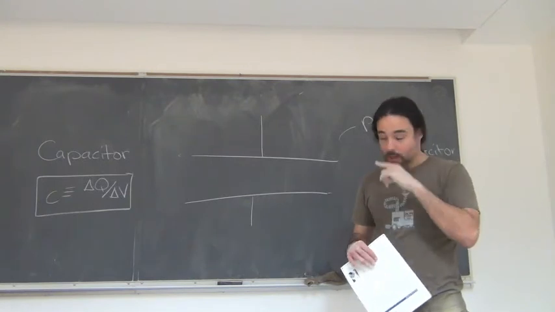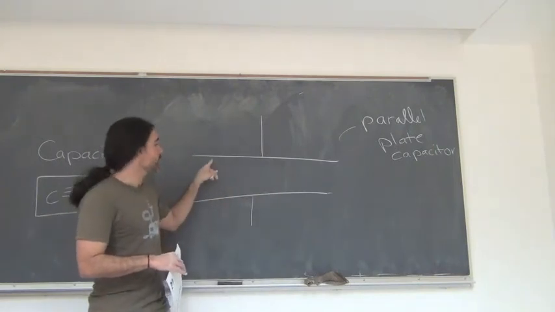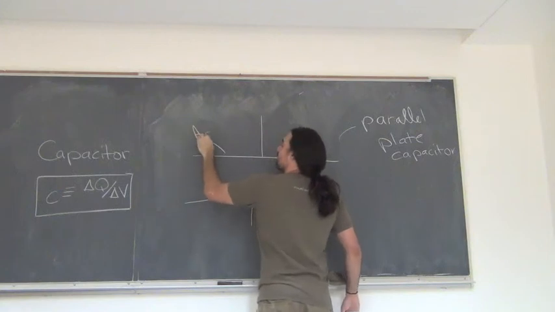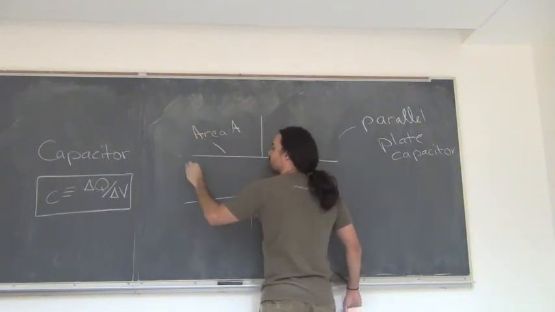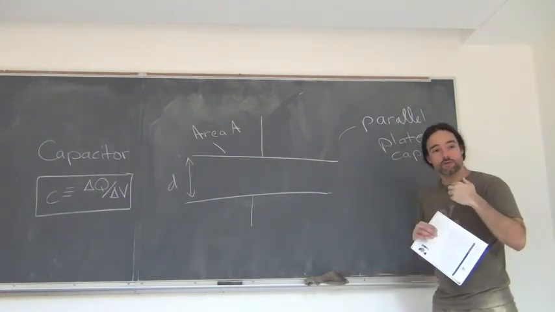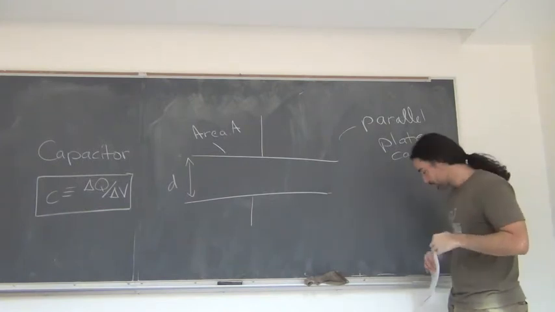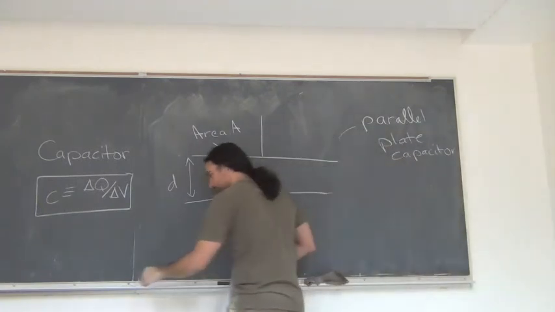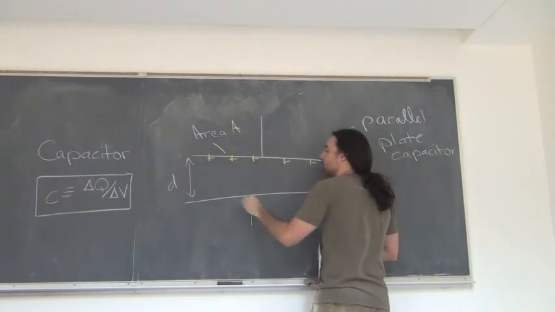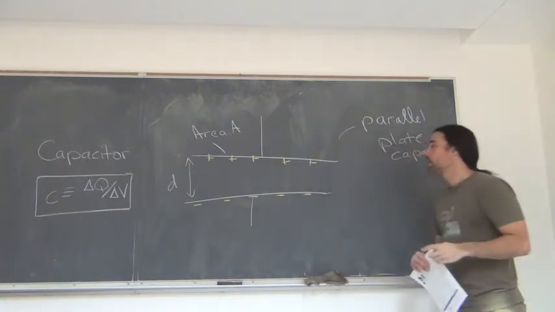with geometry. Let's take the case of parallel plate capacitors. Okay, so I've got two plates here, and let's say the plates each have an area A, and let's say they're separated by a distance d. Well, if I connect these plates to a battery, charge is going to start to build up. So let's put some charge on there. Maybe I get some positive charge on this plate, some negative charge on this plate. Charge is built up.